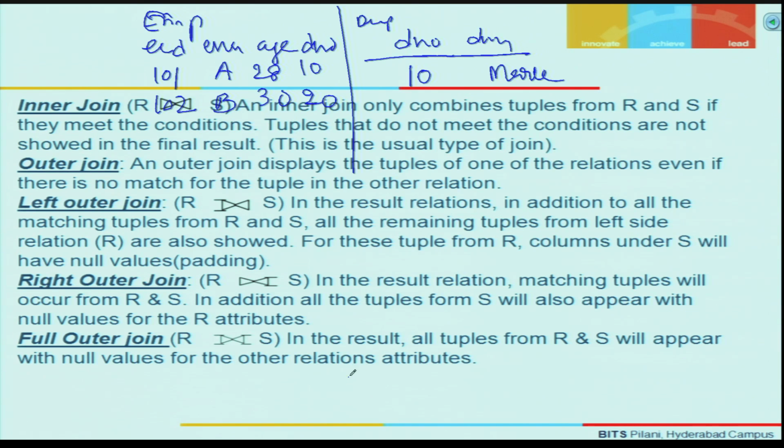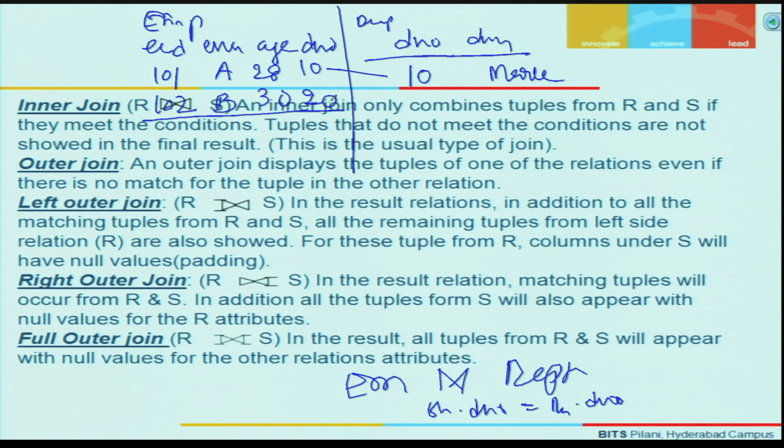Now, if you say employee joined with department where D number from employee is equal to D number from department, then the D number value is the same for these two rows in these two tables. So, these two are joined, but there is no matching tuple for 102 employee in the other relation, that is the department relation. So, that will not show up in the result.